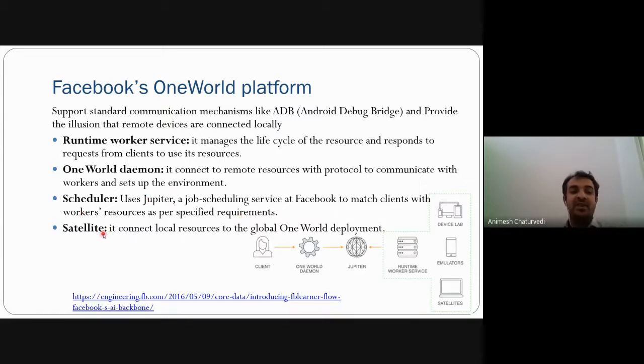Then the satellite basically connects the local resources to the global OneWorld platform. So this satellite would work like a client which is sitting at infinite distance, meaning very far from the Facebook server. So the satellite tries to mimic the distance between the client and the Facebook server.